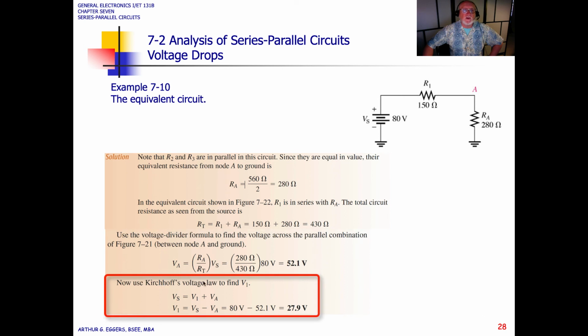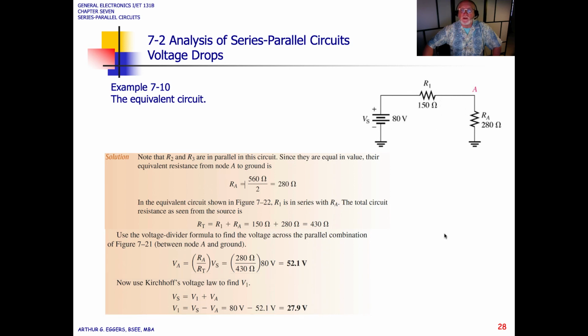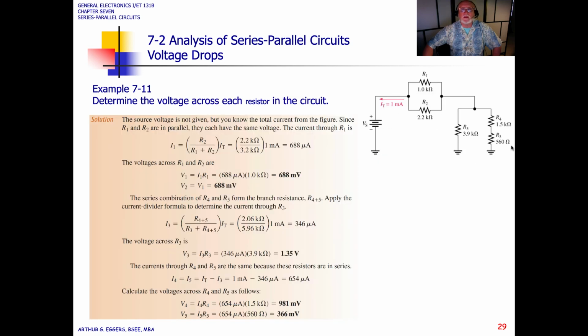Now we use Kirchhoff's voltage law to find V1. It's just a matter of using the sums and differences. The source is equal to V1 plus VA, or V1 is equal to the source minus VA. So 80 volts minus 52.1 volts gives us 27.9 volts, which is the voltage drop across R1.